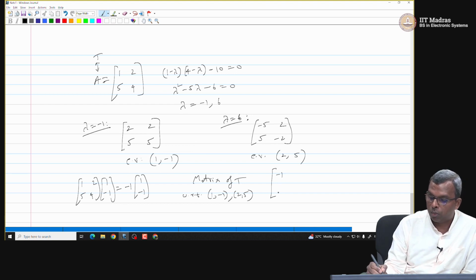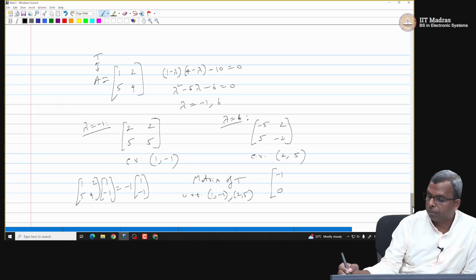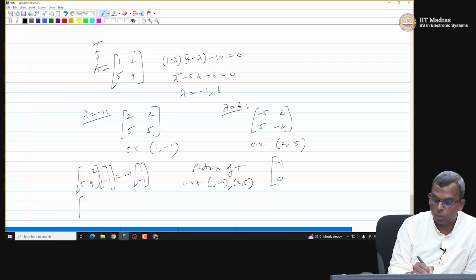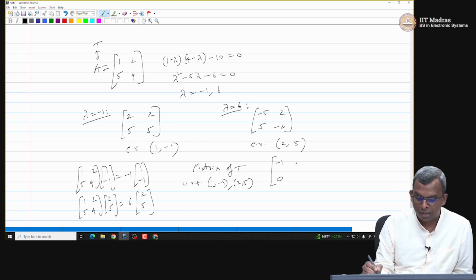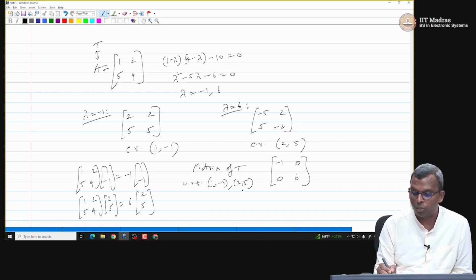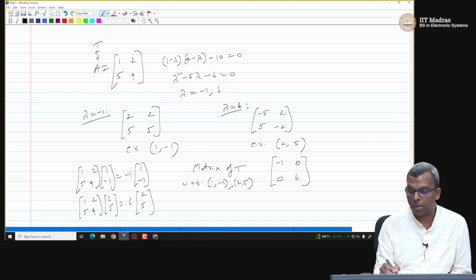Okay. So it will be minus 1, 0, and then if you do 2, 5, again you can check, it should come out correctly. It will be 2 plus 10, 12, which is 6 times 2, and then 10 plus 20, 30, which is 6 times 5. Okay, so the same things that we solved. So 6 times 2, 5 is 0, 6. So the matrix of T with respect to this basis 1 comma minus 1 and 2 comma 5 is minus 1, 0, 0, 6.